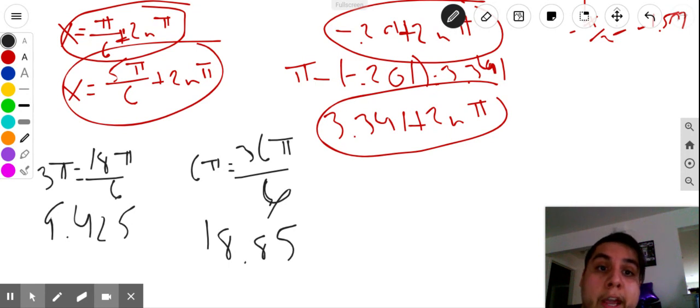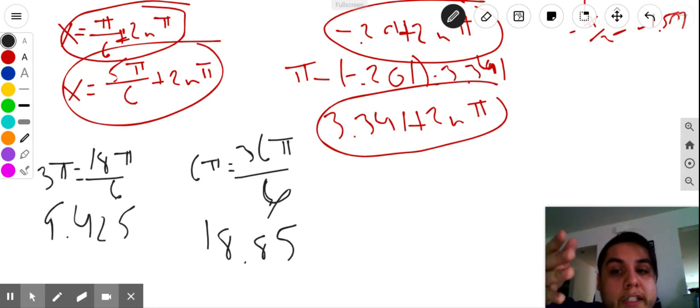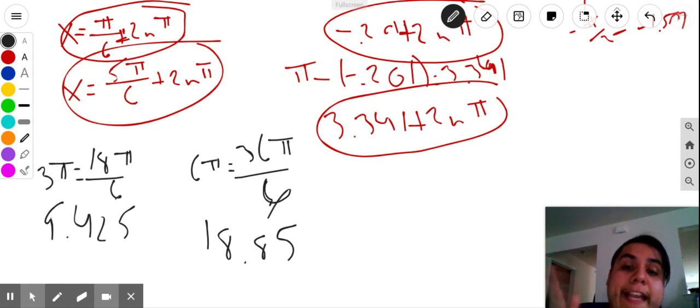So all you have to do is take the solutions, the general solutions that we found, those four, and find coterminal angles. So just keep adding 2 pi to your answers to see if they're going to fall between 18 pi over 6 to 36 pi over 6, or if you want the decimal representation, from 9.425 all the way to 18.85.